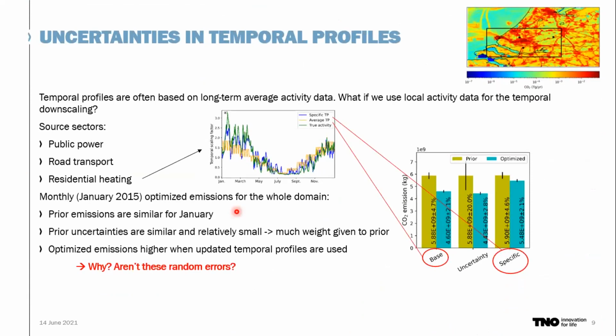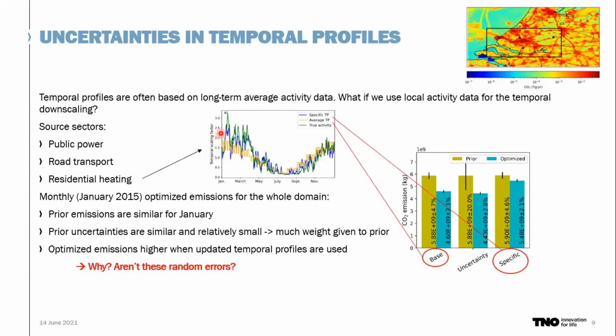So then finally, I want to say something about the uncertainties in temporal profiles. The domain has shifted a little bit. It's still Rotterdam, but now these 3 stars are actual observation sites. So this inversion is done with real observations. And we compared 2 inversions in which the only thing that is different is the temporal profiles. You see here an example of residential heating, and the orange line is the normal temporal profile. It's based on climatological average temperature data. And that's used in this base experiment.